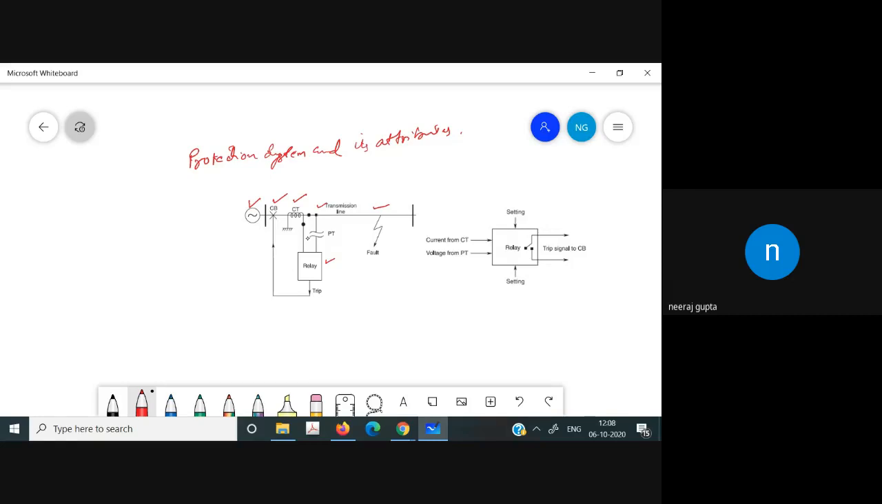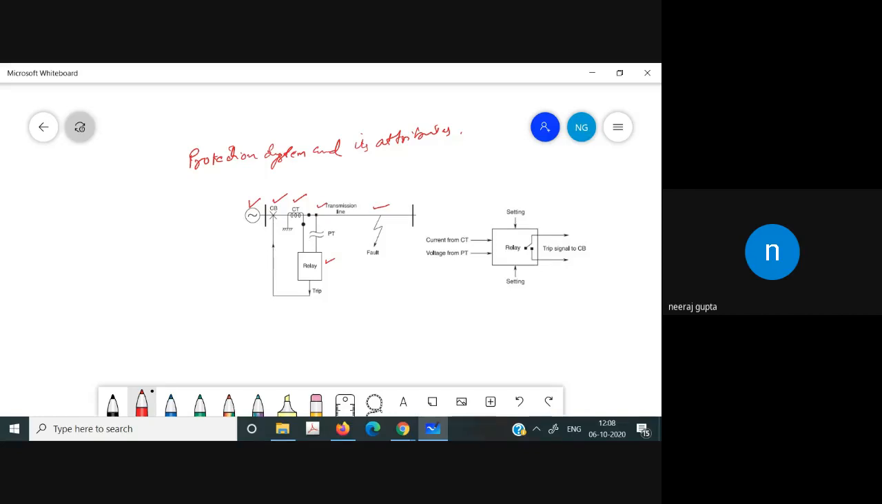Now, this is actually the basic idea of any protection system. CT and PT will get the current and the voltage signals and give them to the relay, and the relay will trip the circuit breaker depending upon the logic of that relay. This is the basic protection circuit.